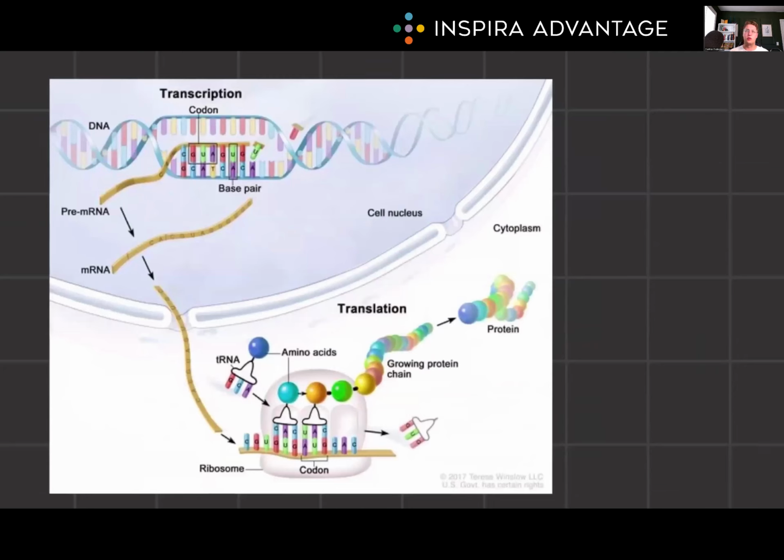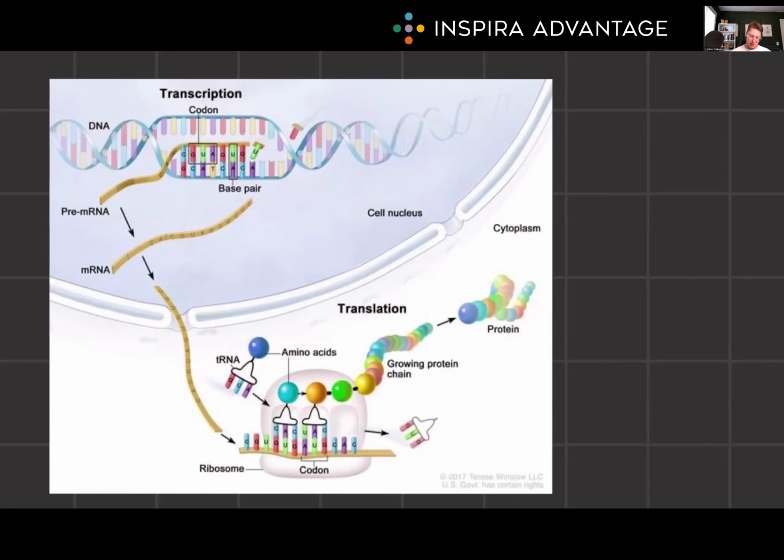The process begins with transcription, where DNA is transcribed into mRNA inside the nucleus of the cell. The mRNA will then travel to the ribosome, where it'll be translated into a polypeptide chain. Poly means many, peptide is peptide. It's like a little protein chain.